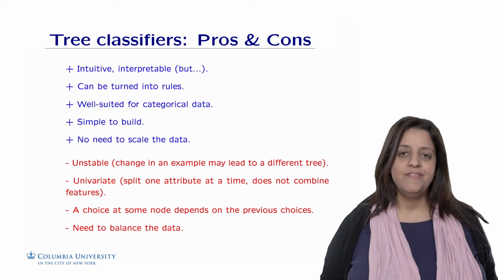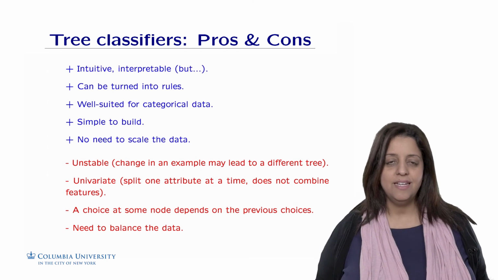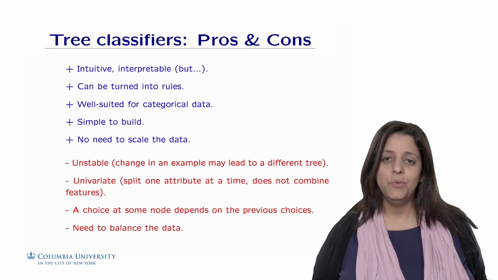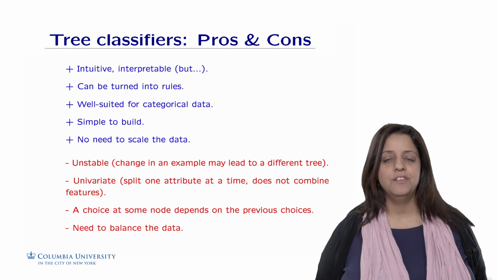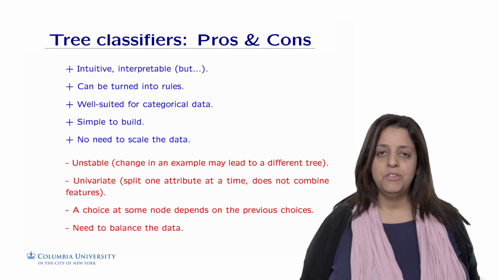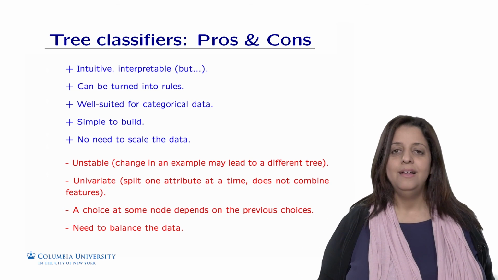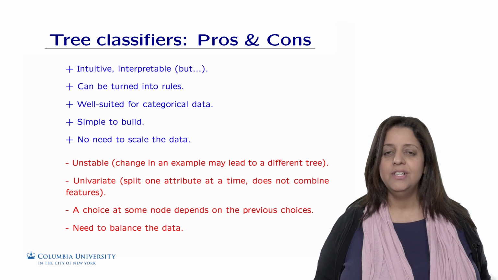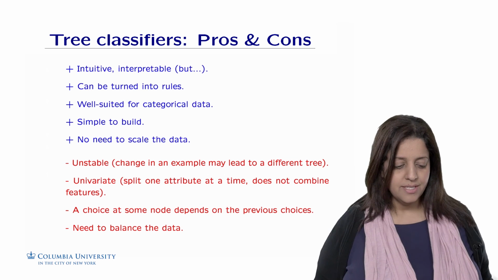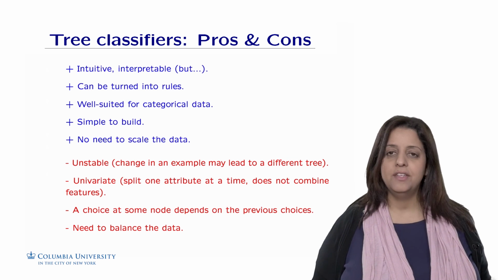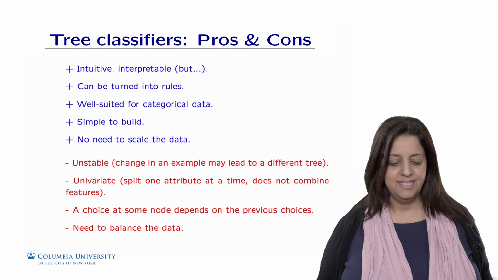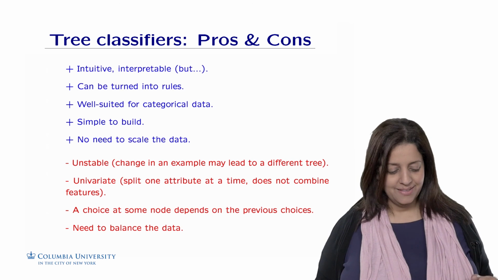Finally, what are the tree classifiers' pros and cons? First of all, you have seen that it is very intuitive. It also has very interpretable behavior, which means that by looking at the tree, you know what's going on, what are the features that are deemed to be most predictive of the outcome or the label. It can be turned into rules: if the applicant knows Java, and if the applicant has a master's, then they are likely to be hired. So you could turn the tree into intelligible rules. It is also very well suited for categorical data. It's simple to build, and it doesn't need to scale the data, keep it just as it is. However, you need to balance it.